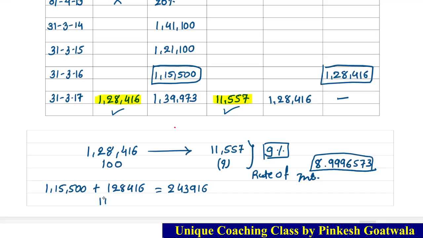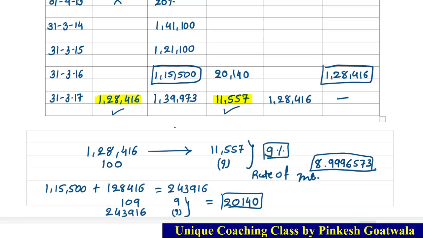Now just put the step. Here we get the rate of interest. How much? 9%. So what will our step be? 109 gives 9. So in 243,916, how much will it be? So 9 divided by 109. The answer comes in points, so you have to write the rounded amount, 20,140. Okay, it is the amount of interest, 20,140. Now subtract this from 1,15,500.